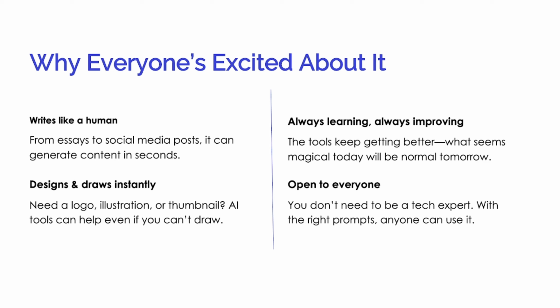It writes like a human, from essays to social media posts. It can generate content in seconds. We'll do this in the practicals. It designs and draws instantly. It can design a logo, illustration, or a thumbnail. AI tools can help even if you can't draw. Some of the thumbnails we'll be using in this channel will be designed by AI.